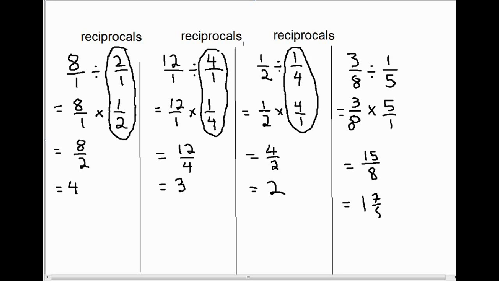So once again, our only rule with dividing fractions is we never divide fractions. We change division to multiplication, and we change the second number to its reciprocal.